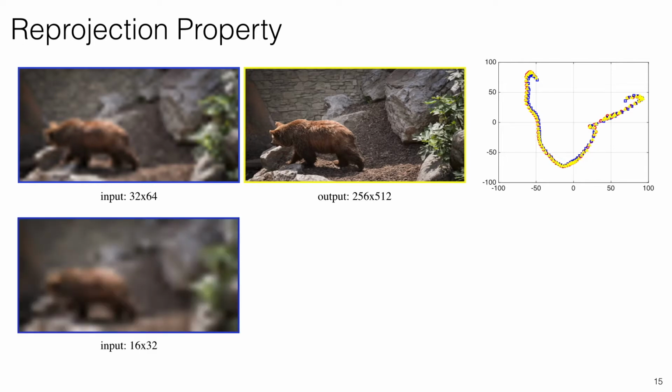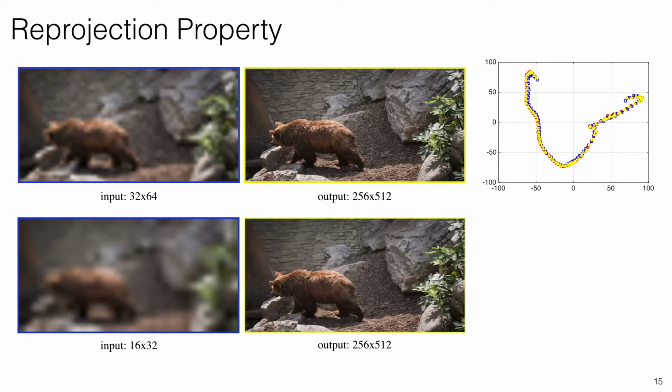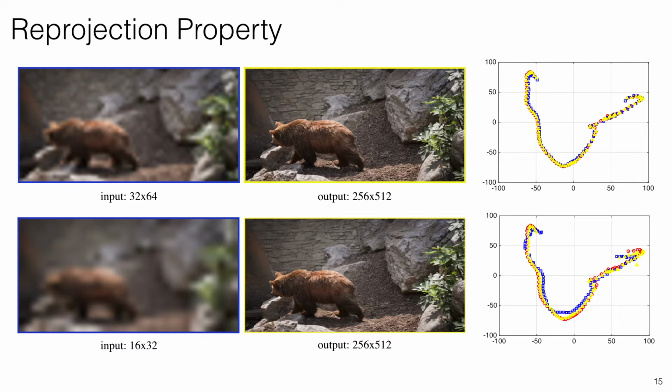We now consider a challenging 16x32 input and feed it to the autoencoder, and once again get a sharp reconstruction. We study the projection of latent codes in a 2D space. Even though there is a slight misalignment between red and blue points, red and yellow points perfectly overlap. The reprojection property of the autoencoder maps noisy input to the space spanned by original points.